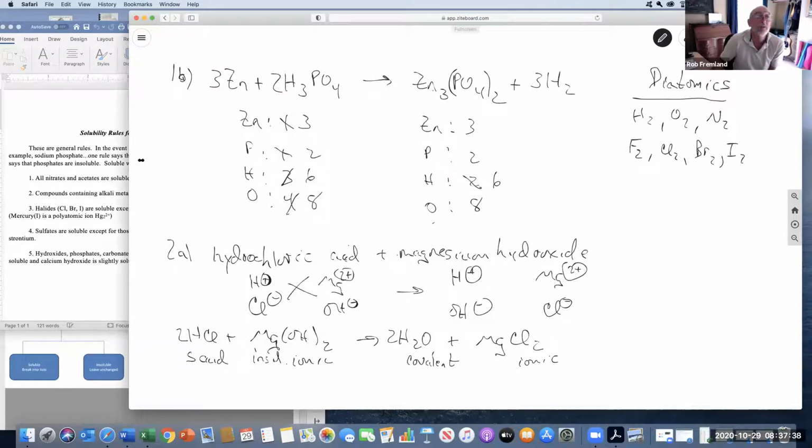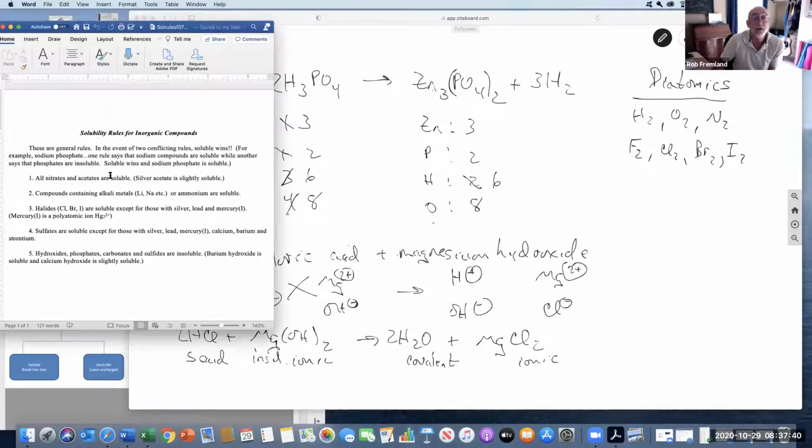Then for the magnesium chloride, not a nitrate or an acetate, doesn't have an alkali metal. Remember, alkali metals are group 1. It has a chloride, and they're soluble except with silver, lead, and mercury. That's magnesium, which means this is soluble.